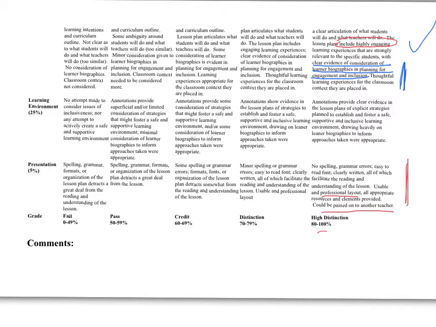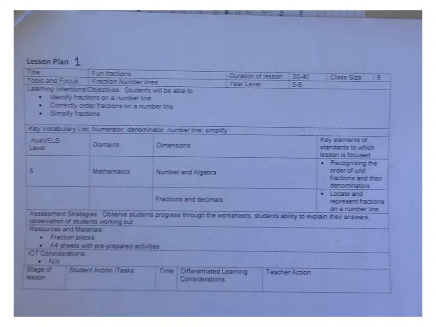So overall, I was giving this student a high distinction, probably in the mid-80s actually. I was a bit blown away by the quality of this particular assignment. With this second example, this student didn't score quite so well.